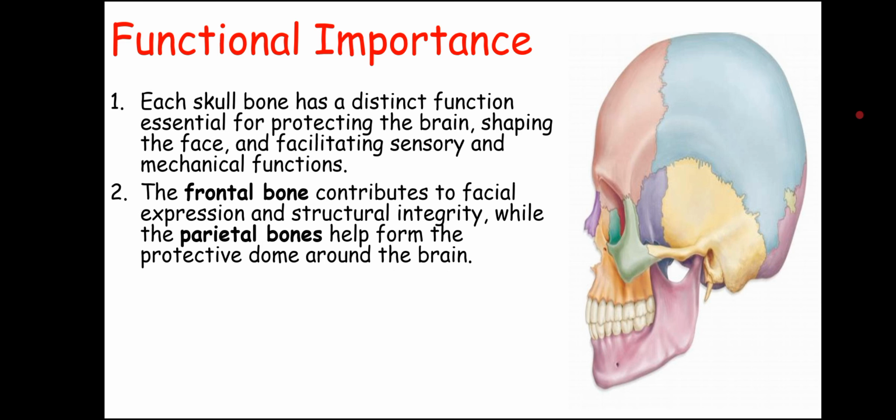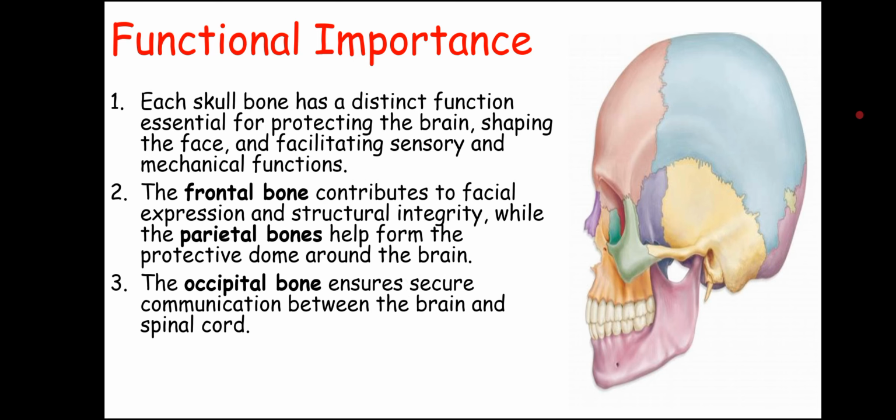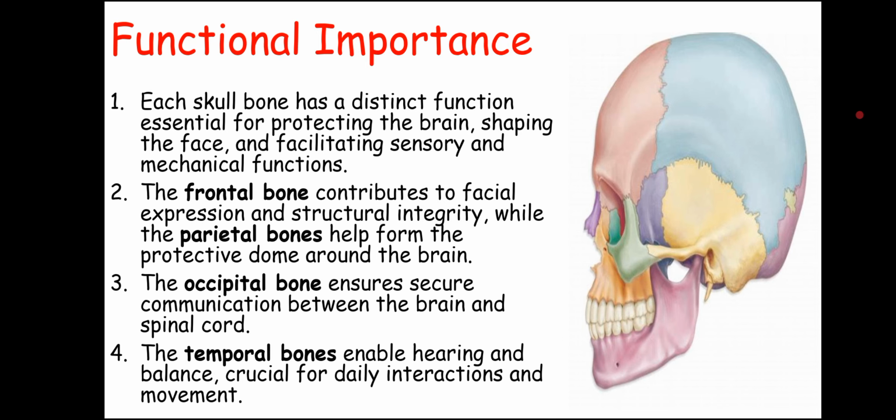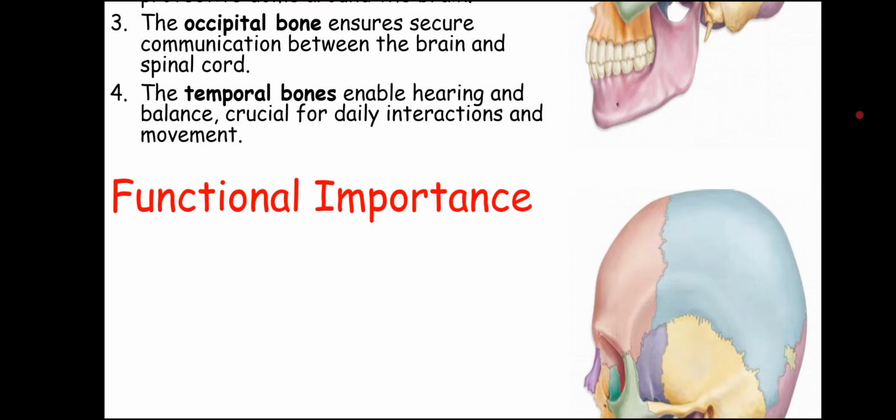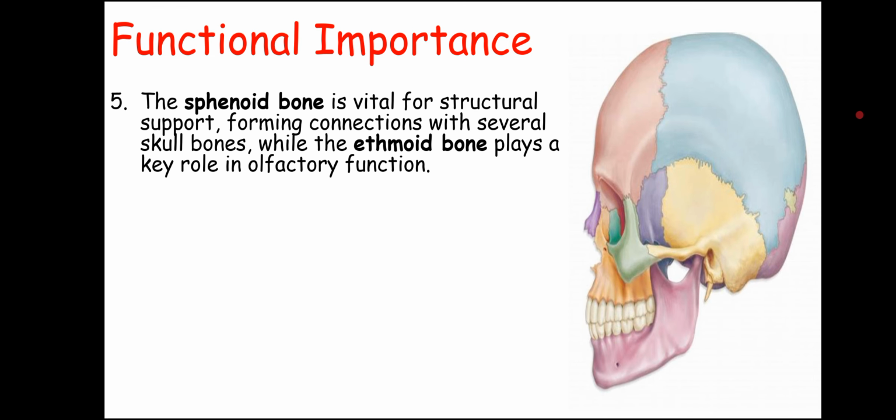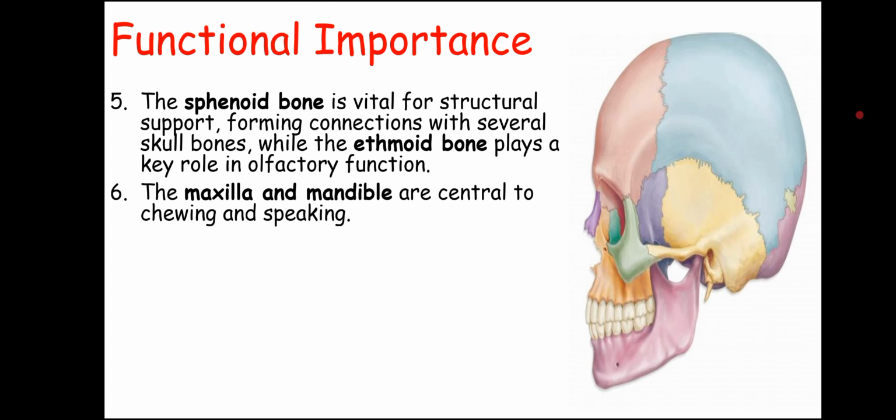First, frontal bone that contributes to the facial expression and structural integrity, while the parietal bone helps form the protective dome around the brain. Next we have occipital bone that ensures secure communication between brain and spinal cord, and next we have temporal bone that enables hearing and balance, crucial for daily interaction and movements. Next we have sphenoid bone that is vital for structural support, forming connection with several skull bones, while the ethmoid bone plays a key role in olfactory function.